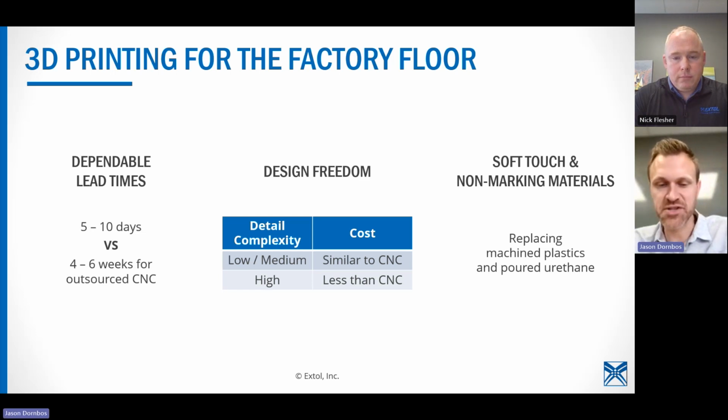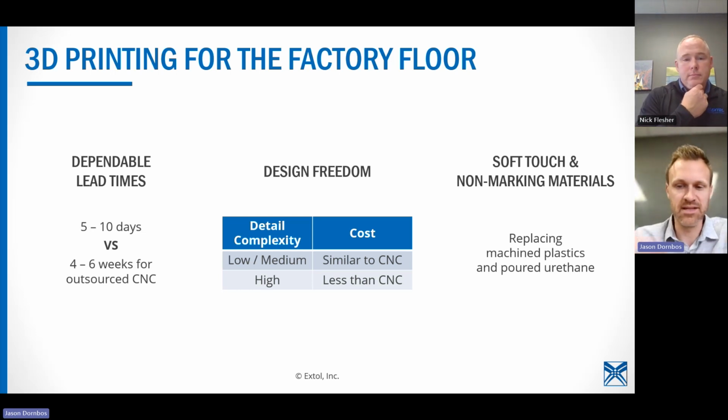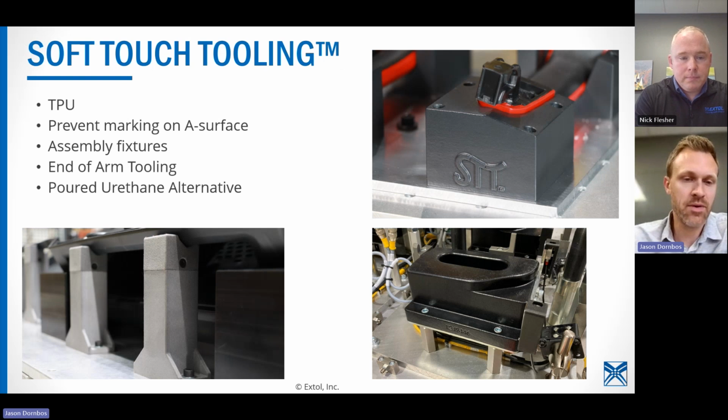We have soft touch and non-marking materials. So in applications where it's sensitive A surfaces, maybe it's painted or glossy or something, and you really, really need to be delicate with that. This can replace the need for moleskin or machined Delrin or poured cast urethane. You can 3D print your nesting and it's safe to use. We call it soft touch tooling.